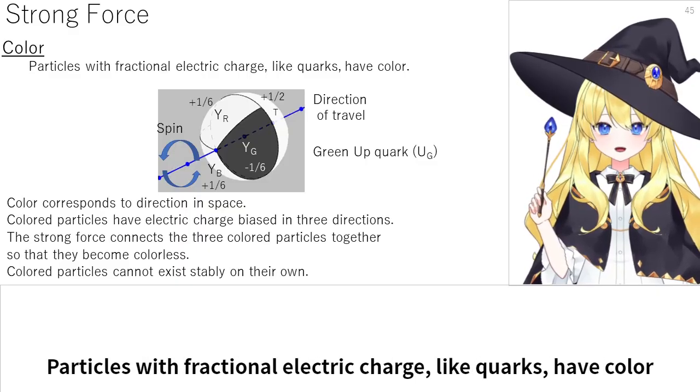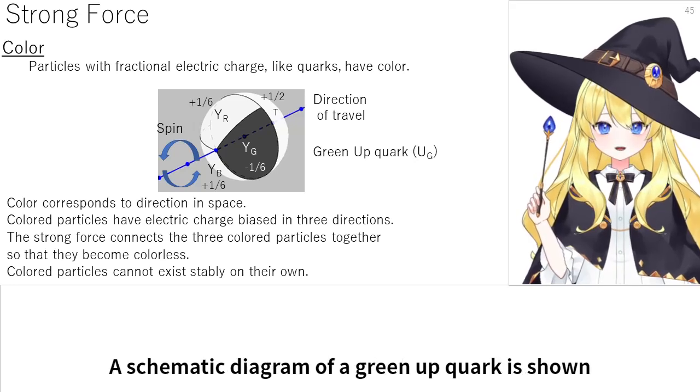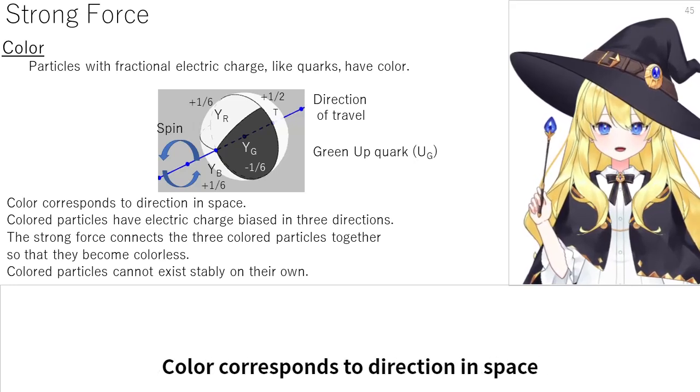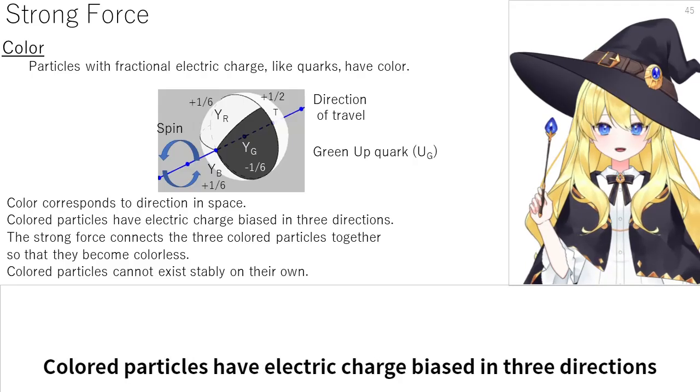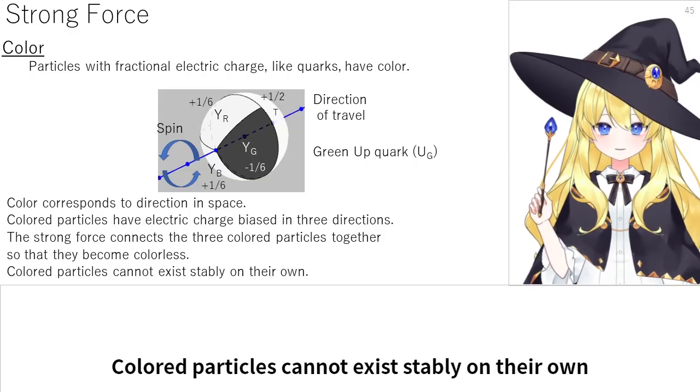Particles with fractional electric charge, like quarks, have color. A schematic diagram of a green-up quark is shown. Color corresponds to direction in space. Colored particles have electric charge biased in three directions. The strong force connects the three colored particles together so that they become colorless. Colored particles cannot exist stably on their own.